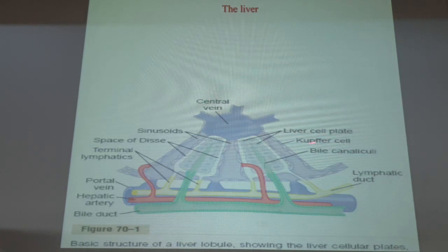We have Kupffer cells, and they are macrophages in the liver. We have lymphatic and arterial supply to the area. This is the portal vein, so the liver has two venous sides. One of them is the portal vein, which will enter the sinusoids of the liver to be filtered and detoxified. And this is the bile duct. So bile is formed from these hepatocytes and enters the bile canaliculi to reach the bile duct. Bile ducts can join again to form the common hepatic duct.